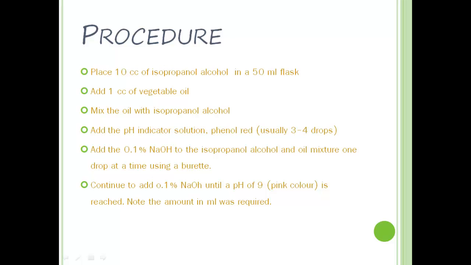Then add the 0.1% sodium hydroxide to the isopropanol alcohol with oil mixture, 1 drop at a time using a burette. Continue to add 0.1% sodium hydroxide until a pH of 9 or pink color is reached. Then note the amount of NaOH in cc.